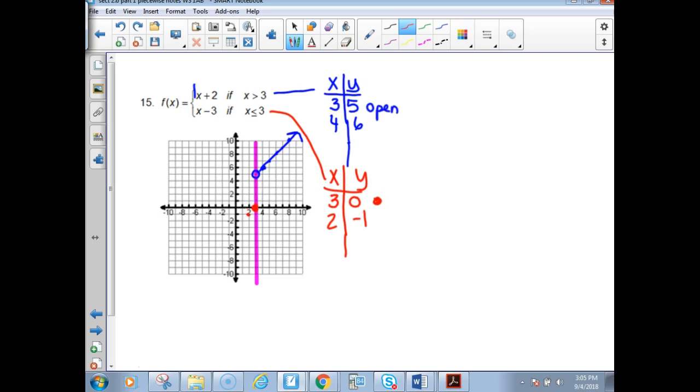2, negative 1, well, the slope is 1. That's up 1, right 1, but we can't go past the pink line, so we have to go in reverse. Down 1, left 1, down 1, left 1. Notice that I'm hitting my y-intercept. I'm going to bring that up because you could have to write an equation for a picture. So this is the piece of the graph for the second line.